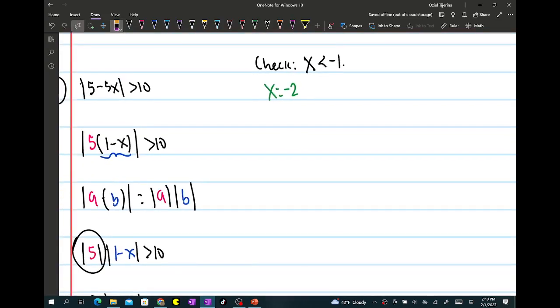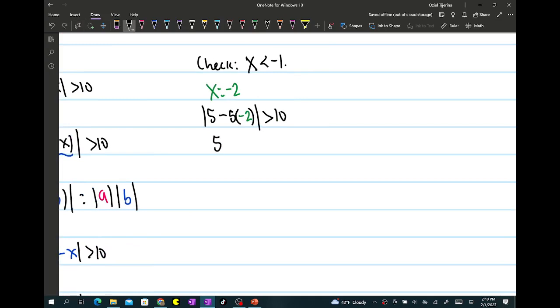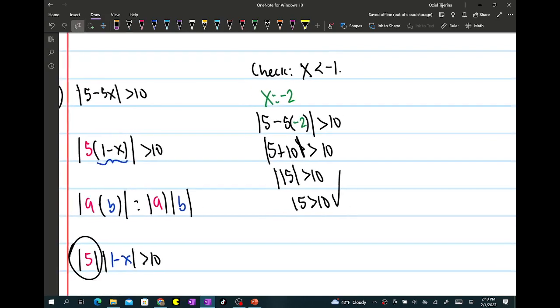If I plug that in for x, I have the absolute value of 5 minus 5 times -2 is greater than 10. So this gives me 5 plus 10, absolute value, is greater than 10. This gives me the absolute value of 15, which is greater than 10, so 15 is greater than 10. So it does satisfy the inequality.